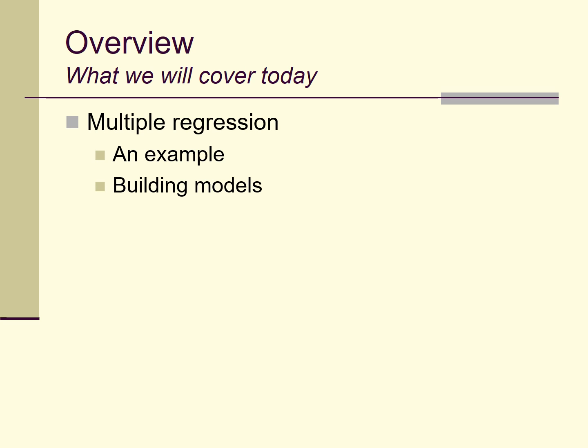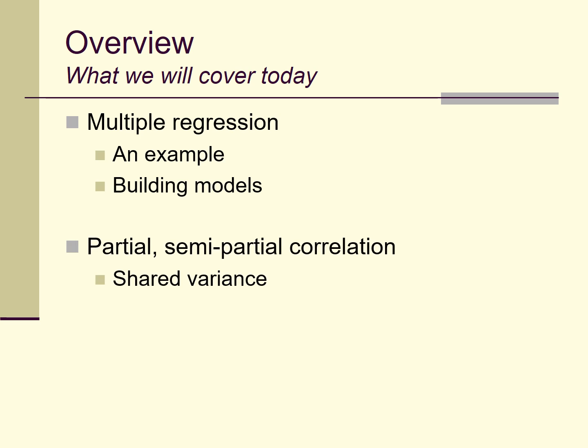Today I want to talk about the idea of building models, that is adding predictor variables to a model using an example, one that's from the textbook, Andy Field's Discovering Statistics Using SPSS. In order to talk about multiple regression, though, I need to talk a little bit about partial and semi-partial correlations, or really more about the idea that underlies both of those, the idea of shared variance.